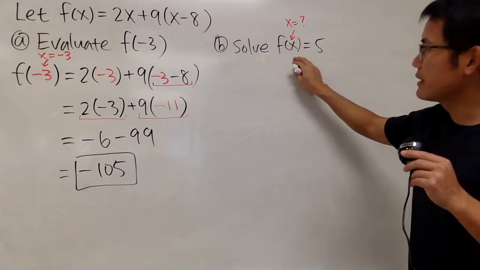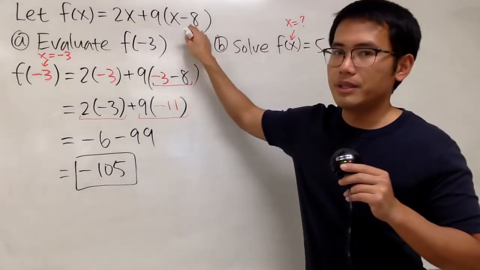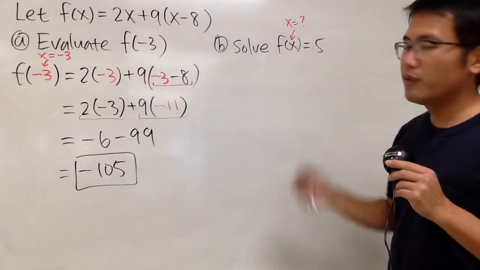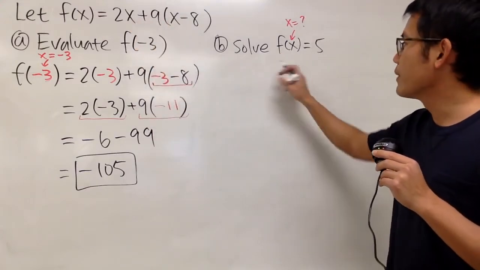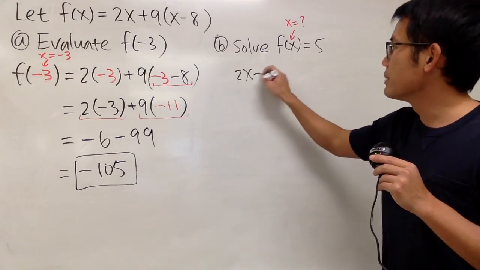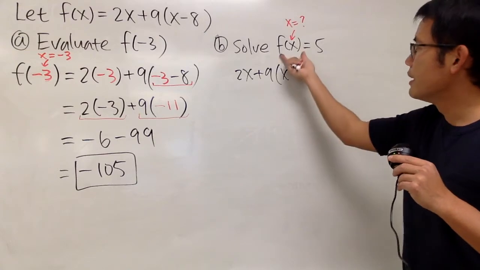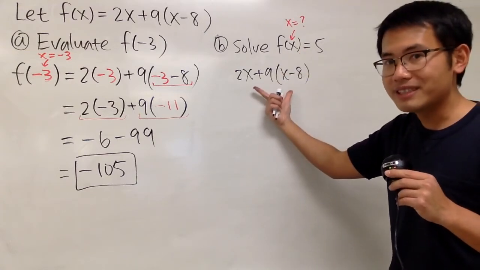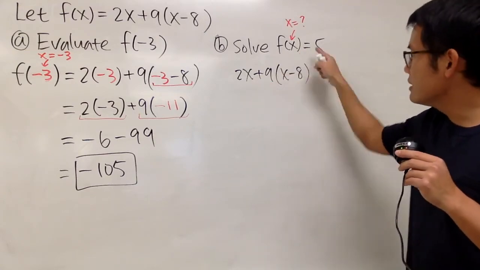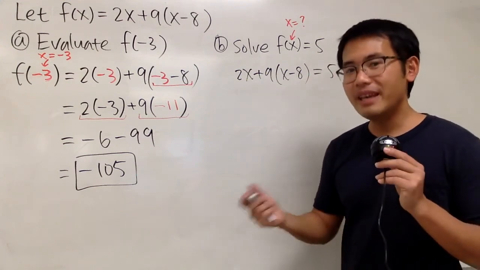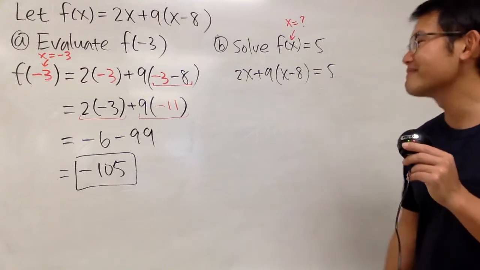And this is how we do it. We know f of x is this, because that was the original definition. So we just have to put this down right here for f of x. I'll just write that down. We will have 2x plus 9 parentheses, and then x minus 8. And again, this right here is for f of x. And we just have to make this equal to 5, and go ahead and solve the equation. In the end, we shall say x is equal to what, right?